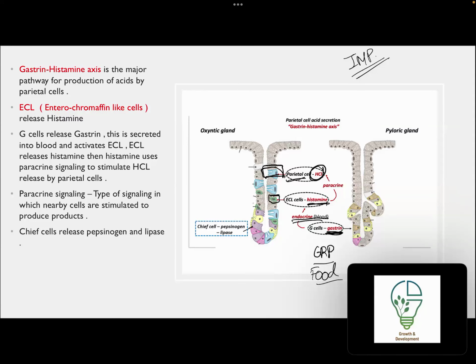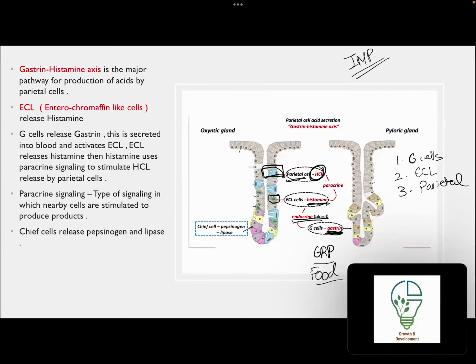So let's write them on the side over here. So the first one are G cells. Okay, they produce gastrin, which goes in the blood. Gastrin then acts on ECL, enterochromaffin-like cells, which release histamine. Histamine then has a paracrine effect on parietal cells, and parietal cells release HCl, hydrochloric acid. And hydrochloric acid, as you know, breaks down the protein into smaller peptides, and basically it produces an acidic environment that's required in the stomach.